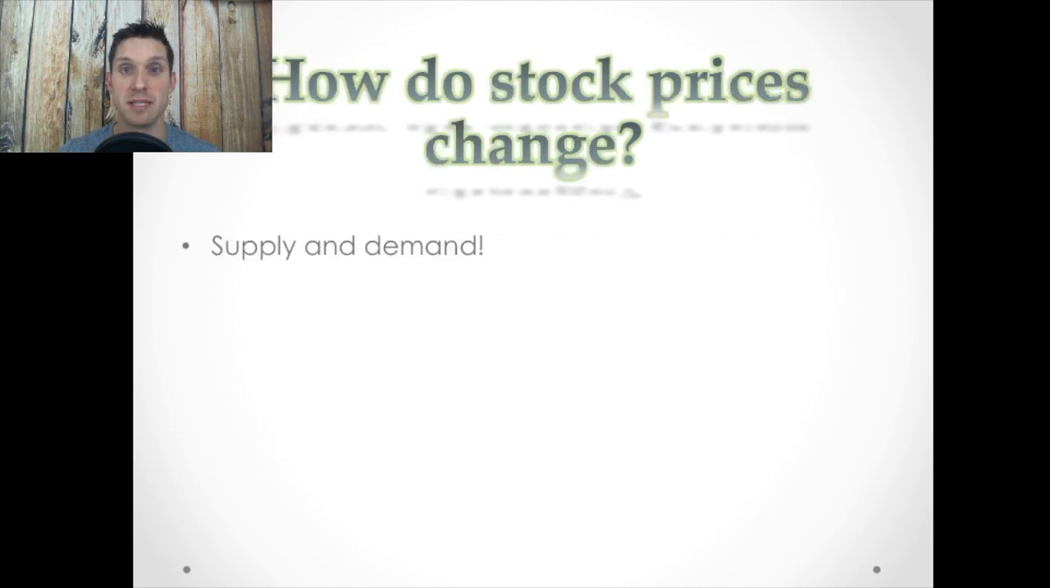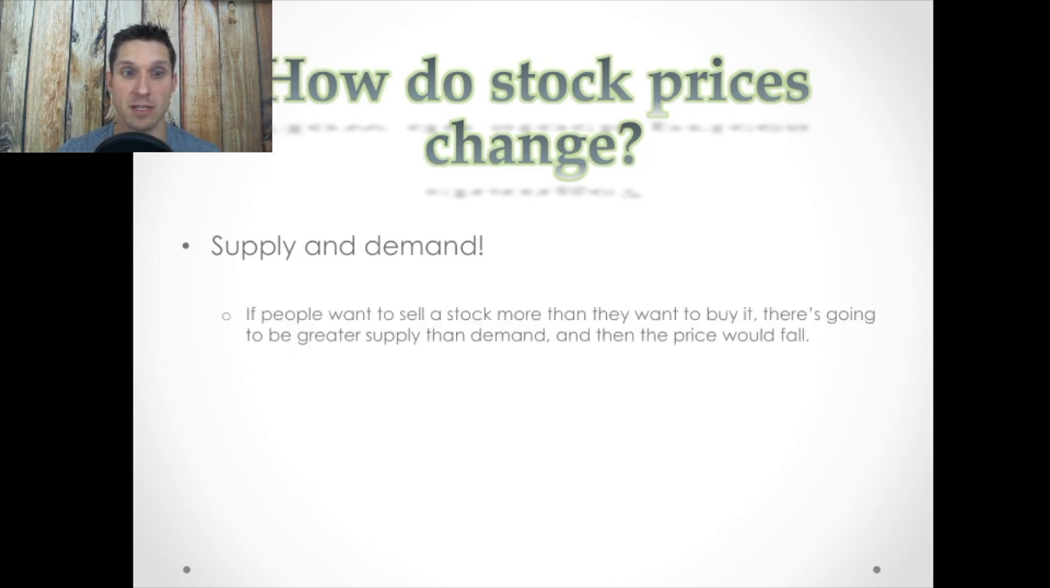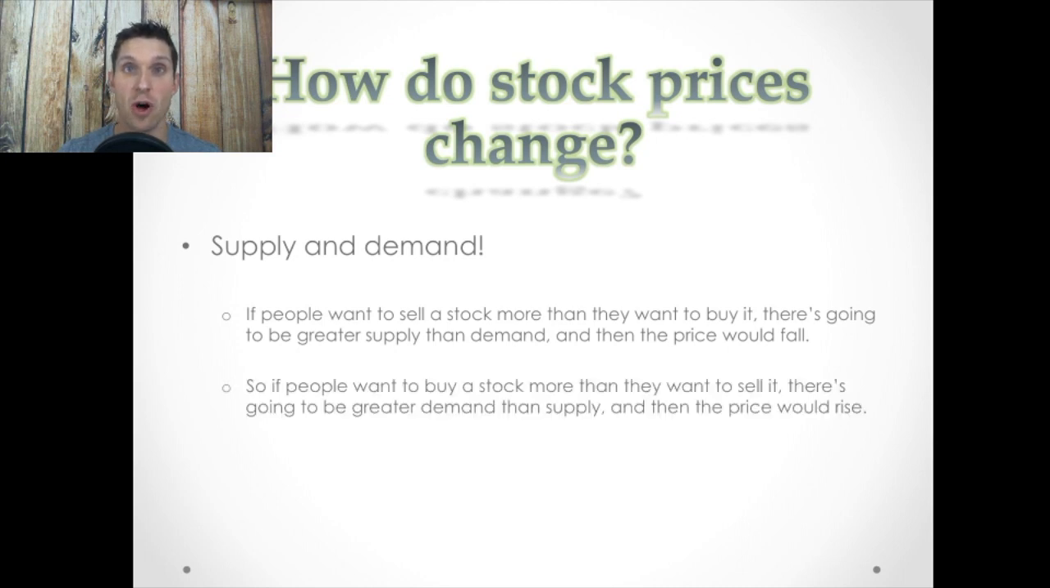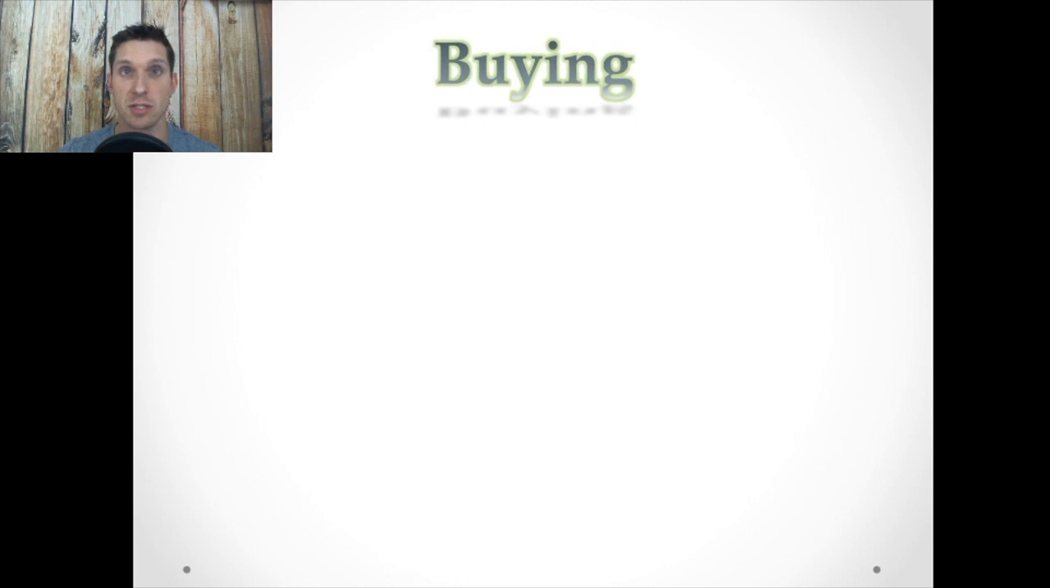So how do these stock prices change? Supply and demand. It's pretty easy, really. If people want to sell a stock more than they want to buy it, there's going to be a greater supply than demand, and then the price would fall. However, if people want to buy a stock more than they want to sell it, there's going to be a greater demand than supply, and then the price would rise. Let's go over some buying.